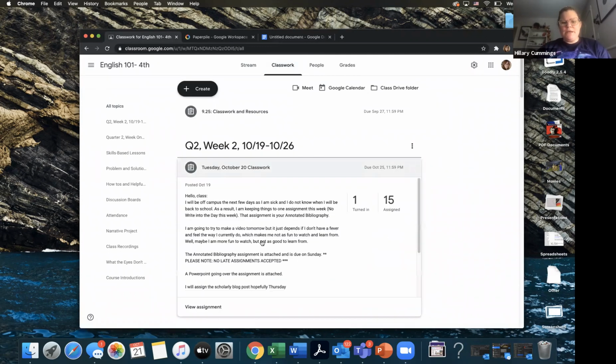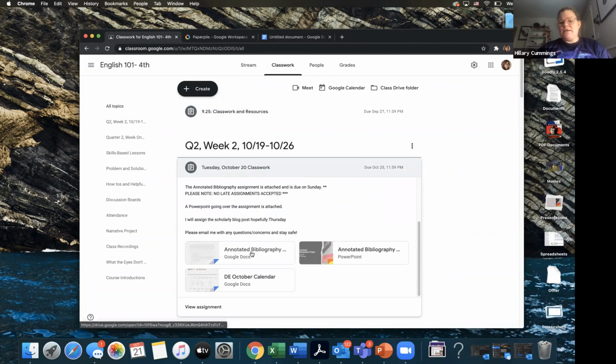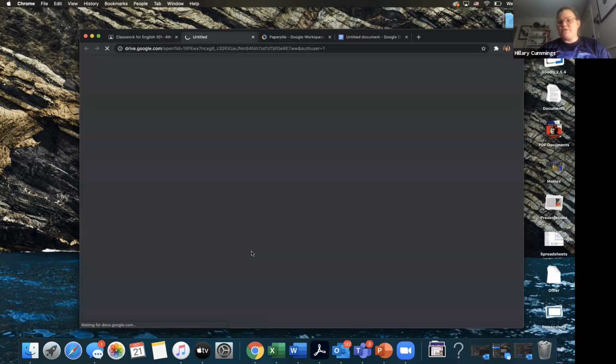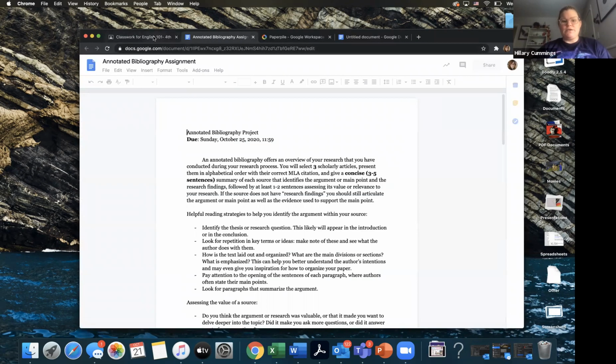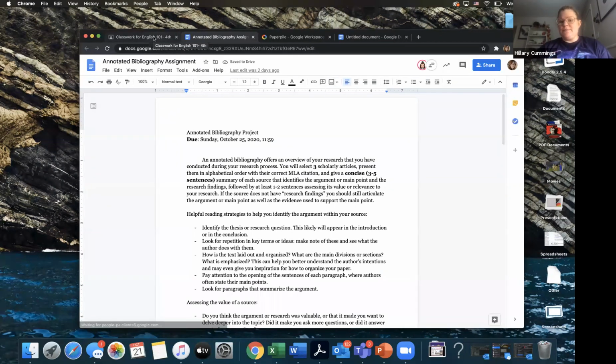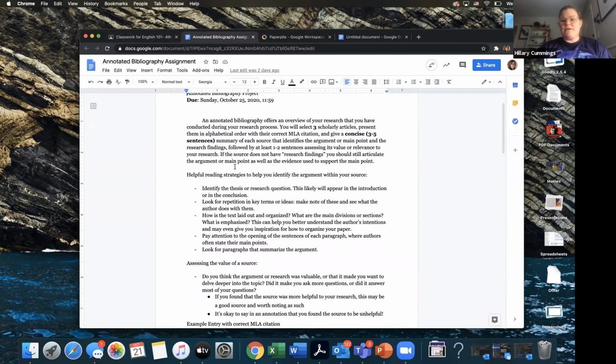All right, so we are working on the annotated bibliography. So what I'm going to do is walk us through the assignment. Okay, so this is due on Sunday by midnight. An annotated bibliography is going to give us an overview of research that you've conducted through your research process. So what I want you to do is remember what we did on Friday, where we looked up articles in the Gale Academic OneFile. And we found scholarly sources. We found at least one article that we were going to work with.